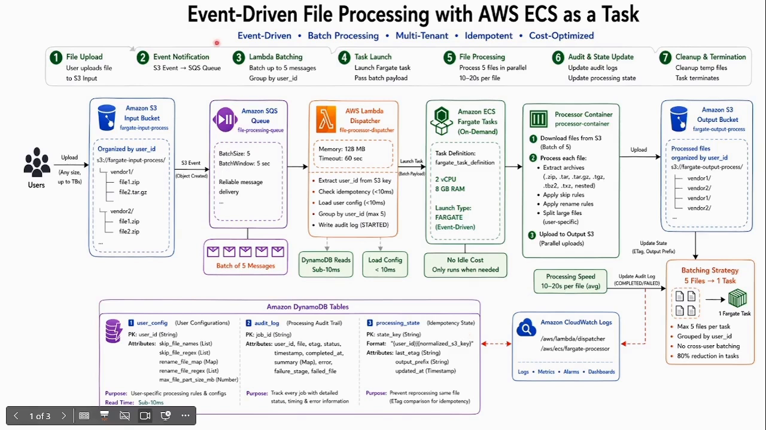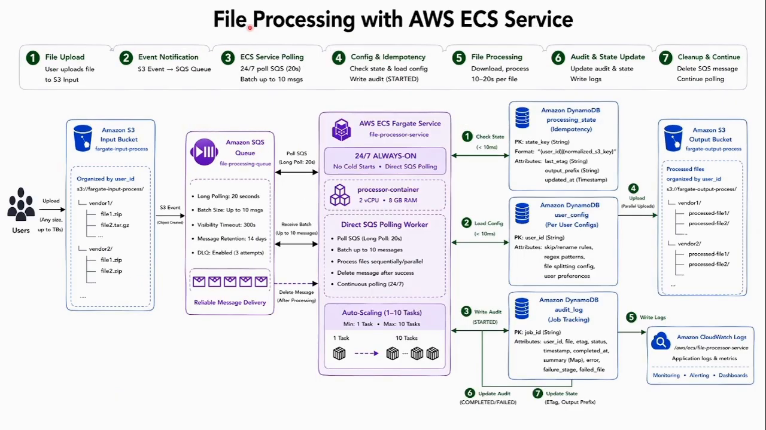Let's get to the second approach. Here we are using ECS as a service. So why do we need this? Consider a case where there are terabytes of data and the number of files has increased to, let's say, 60,000 to 70,000 files for processing. If we use ECS as a task, it will have a boot-up cost. For that reason, we can use ECS as a service, which will run 24/7. It will directly poll the SQS for the processing of the files.